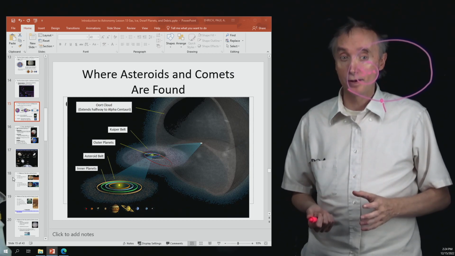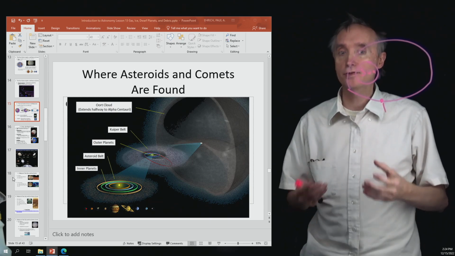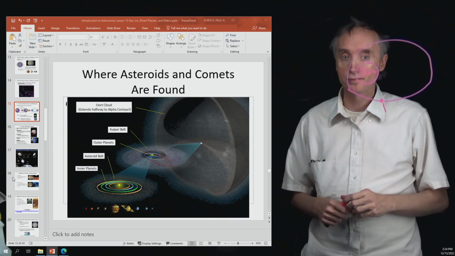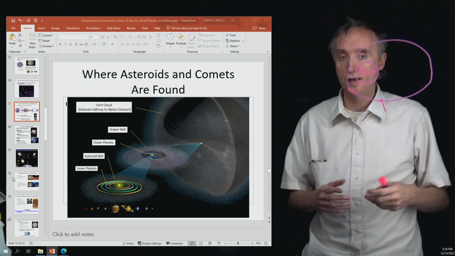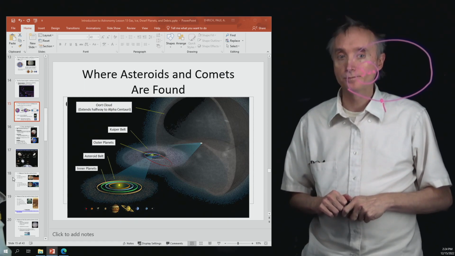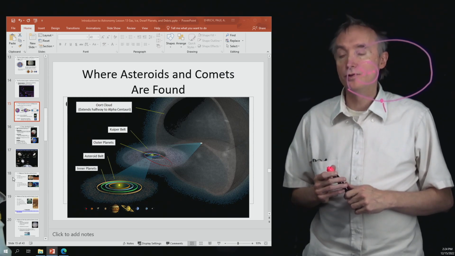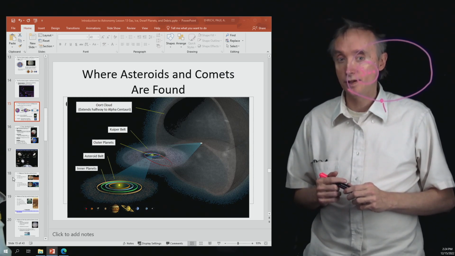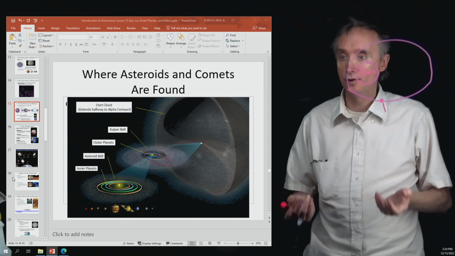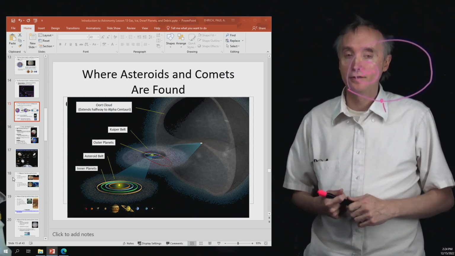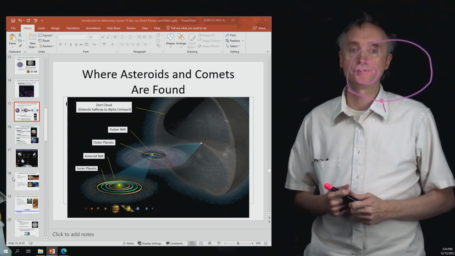But in the Kuiper belt, it's a different story. You've got both asteroids and comets, and most of the comets that the Earth sees originate in the Kuiper belt. Also notice that Pluto is in the Kuiper belt. We think that Pluto is just kind of like debris from the formation of the solar system.